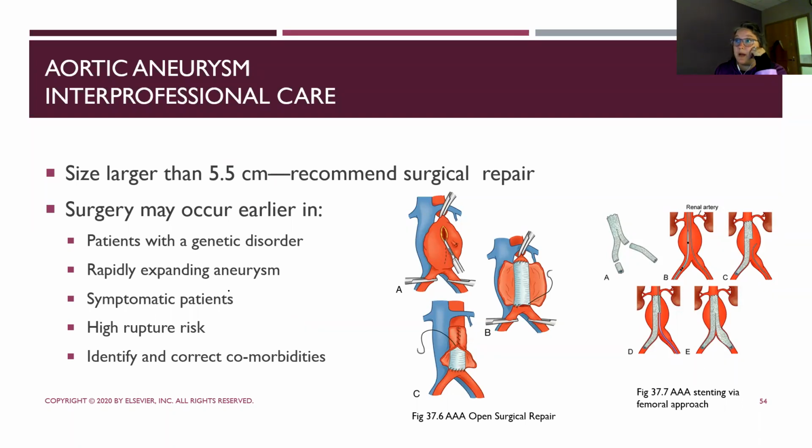Surgery may occur earlier in patients that have some type of genetic disorder, perhaps a genetic disorder that's creating some sort of frail vessel. Or if they have a rapidly expanding aneurysm, if they have symptoms, if they're a high rupture risk, like they won't quit smoking. I had a AAA patient that we did a AAA stent on, and he went into the bathroom and had a cigarette on the day of discharge.